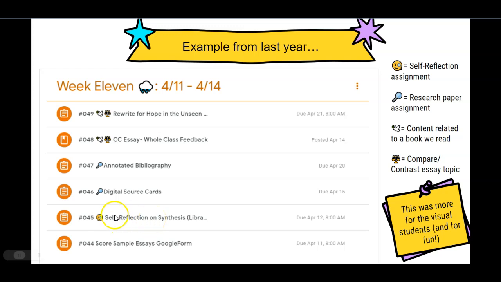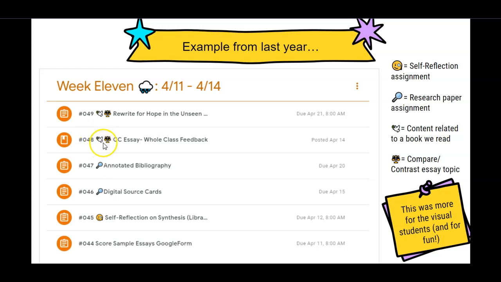If a student saw this monocle, they knew that it was a self-reflection that they had to complete. That self-reflection was a consistent assignment that was coming up multiple times. We were also in the midst of a research paper. So anytime an assignment had to do with the research paper, I always used that magnifying glass. At the same time, we were also working on a compare and contrast. They had just finished up a compare and contrast essay on a book that we read.